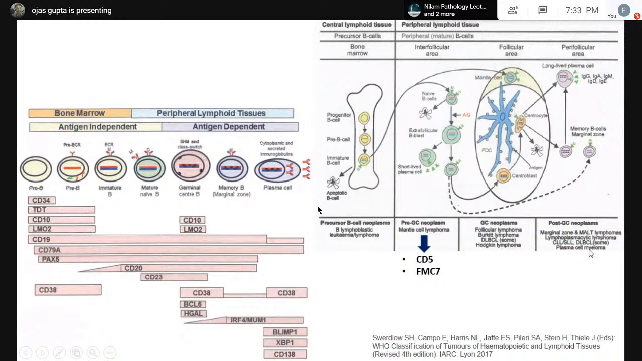Also, it is important to understand that whenever these B cells are in a specific stage, they acquire some markers and lose some markers. For example, a germinal center B cell will acquire CD10 and BCL6, which are characteristic germinal center markers, and LMO2 and HGAL. Whereas when they shift to the post-germinal center neoplasm, they lose these germinal center markers, that is CD10 and BCL6, and they acquire IRF4/MUM1.